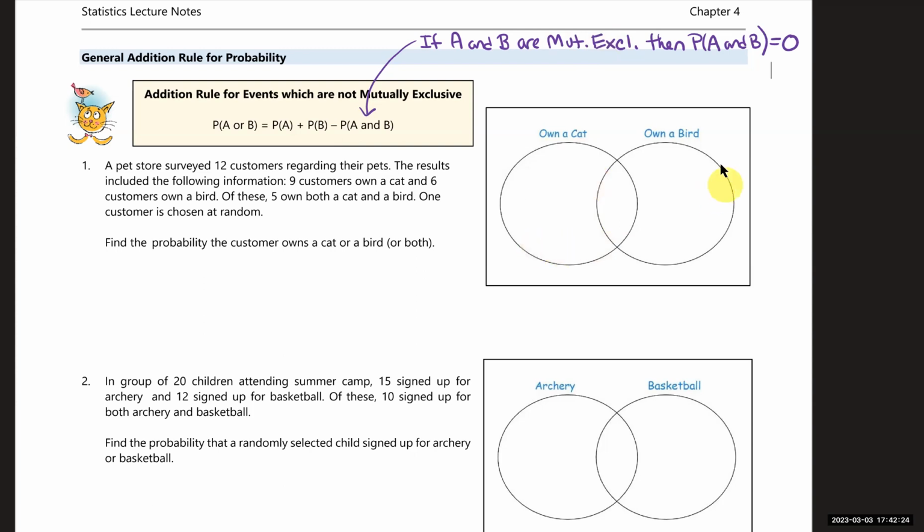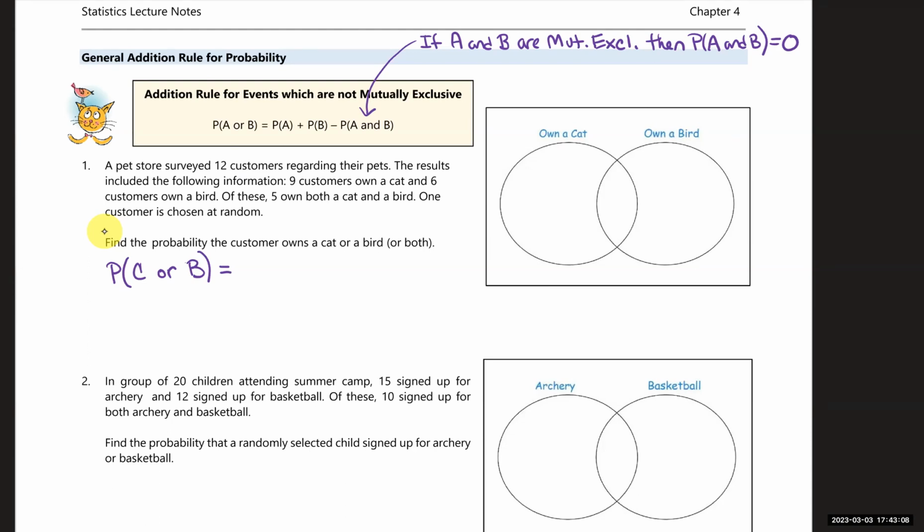All right, so let's consider, though, these events that are not mutually exclusive and see how this works. A pet store surveys 12 customers regarding their pets, and the results include the following. 9 customers own a cat, 6 customers own a bird, and of these customers, 5 own both a cat and a bird. We'll be picking one of the 12 customers at random, and we're interested in the probability that the customer owns a cat or a bird. So in other words, we'll be looking for all the cat owners along with all the bird owners. So or is union.